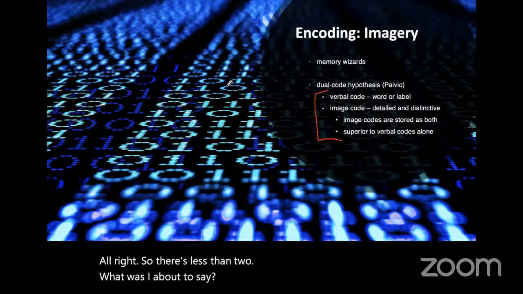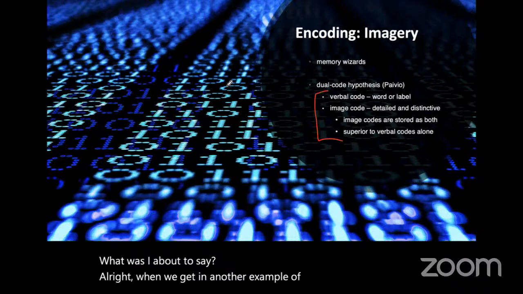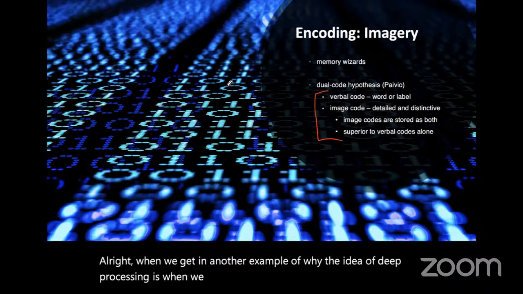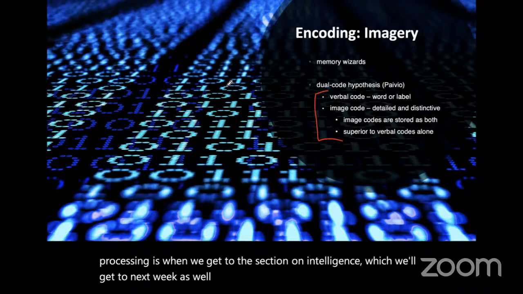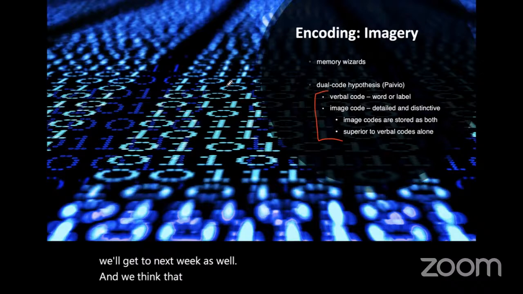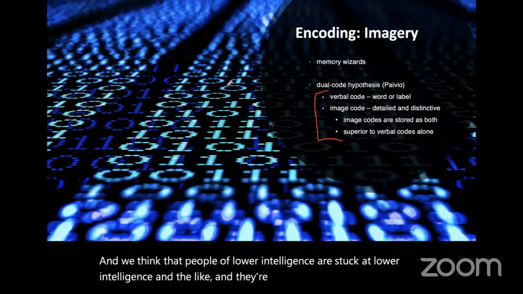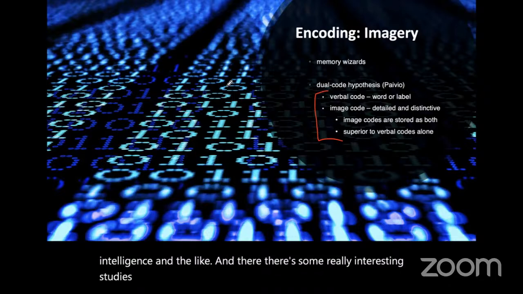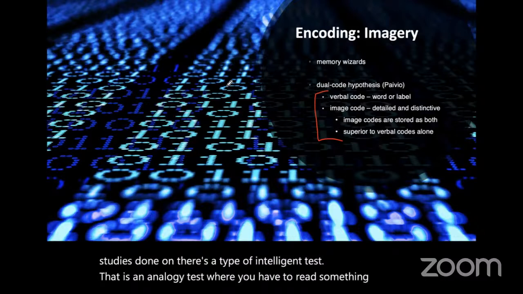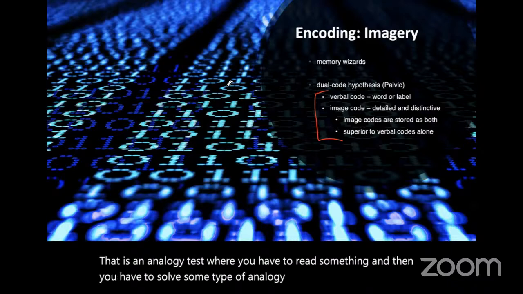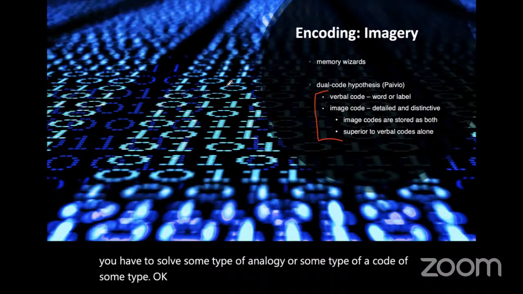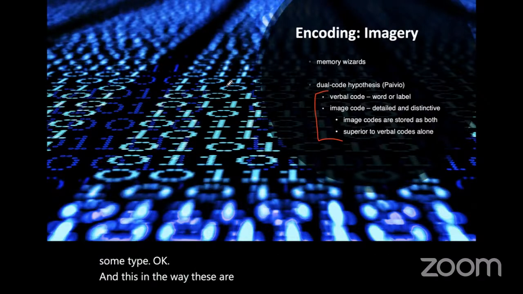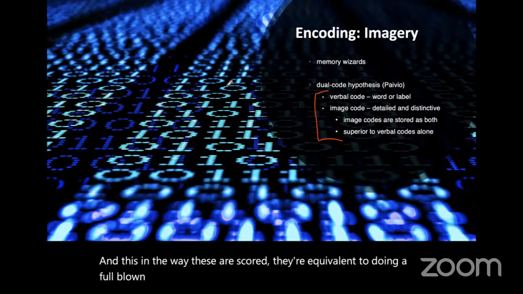All right. Another example of the idea of deep processing comes when we get to the section on intelligence, which we'll get to next week as well. We think that people of lower intelligence are stuck at lower intelligence and the like. And there are some really interesting studies done on a type of intelligence test that is an analogy test, where you have to read something and then solve some type of analogy or some type of code, okay? And in the way these are scored, they're equivalent to doing a full-blown intelligence test. They score very similarly. They have what we call external validity, okay?